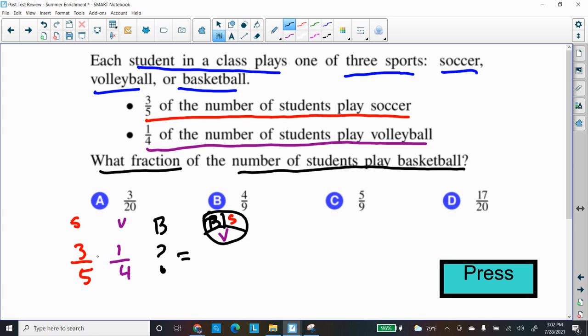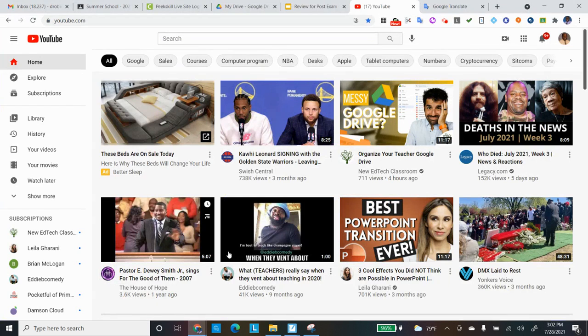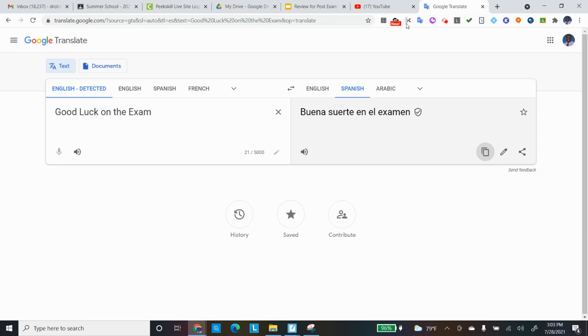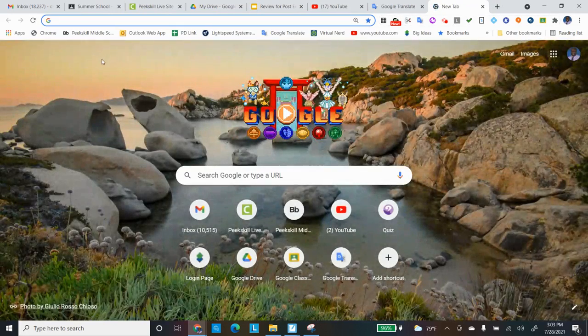So I'm going to change these to decimals. Really? Yeah, why decimals? Because fractions are usually complicated to deal with. So I'm going to get my calculator and use that. Let's get it up.